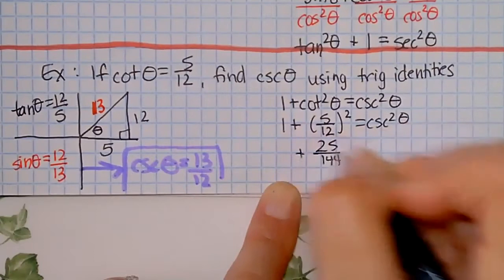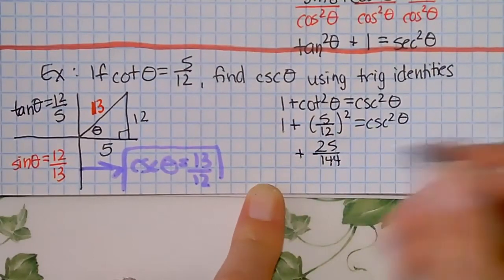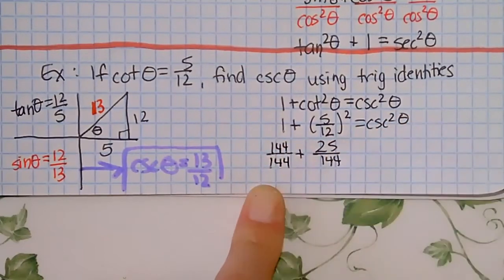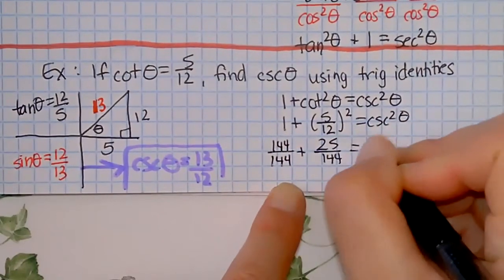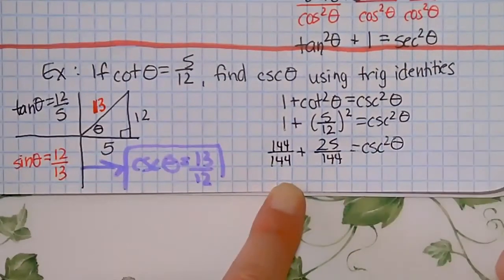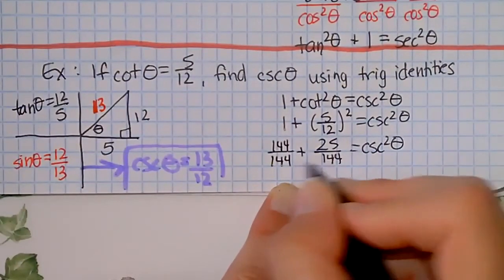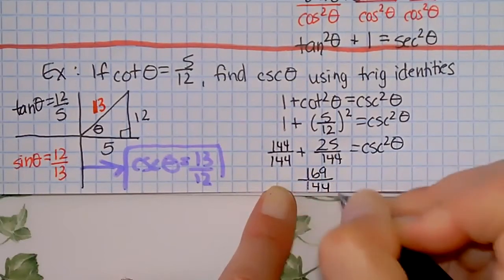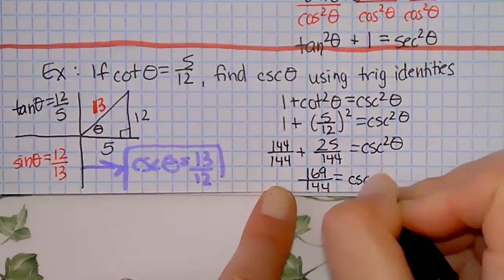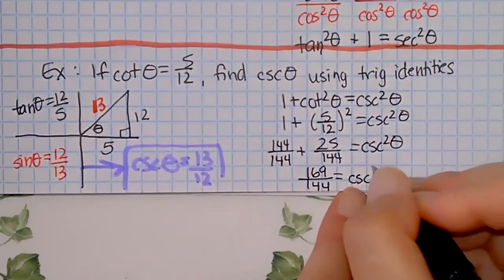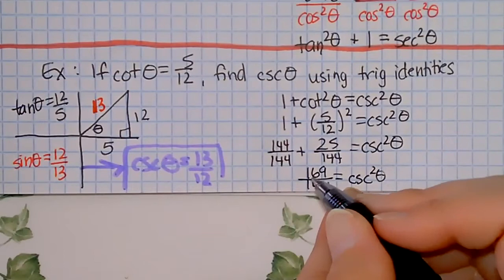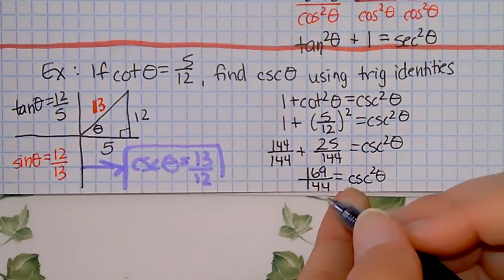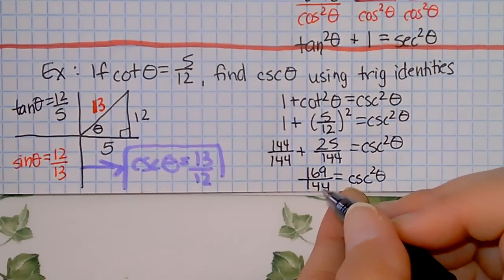So let me write my 1 in terms of 144. So this is going to be 144 over 144, that's 1, equals cosecant squared theta. So now when I add these together, I get 169 over 144 equals cosecant squared theta. Now, hopefully you'll recognize 169 is a perfect square. The square root of it is 13. 144, square root of it is 12.